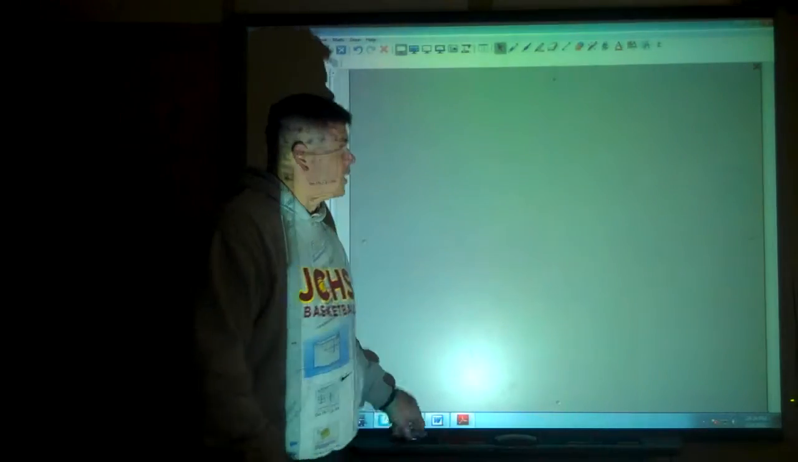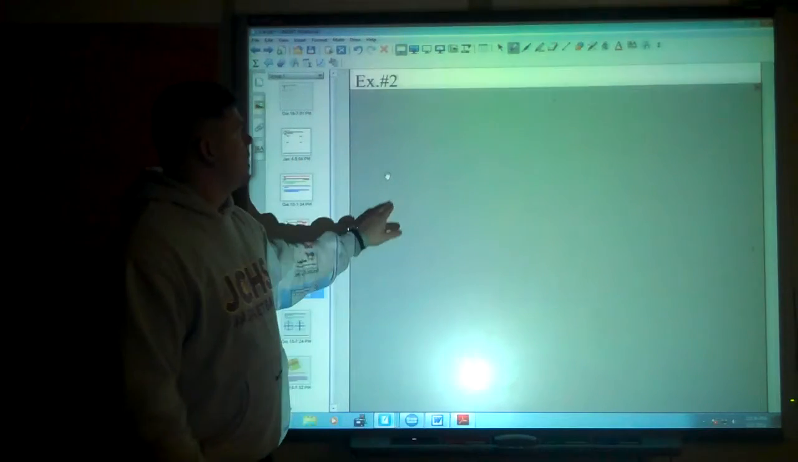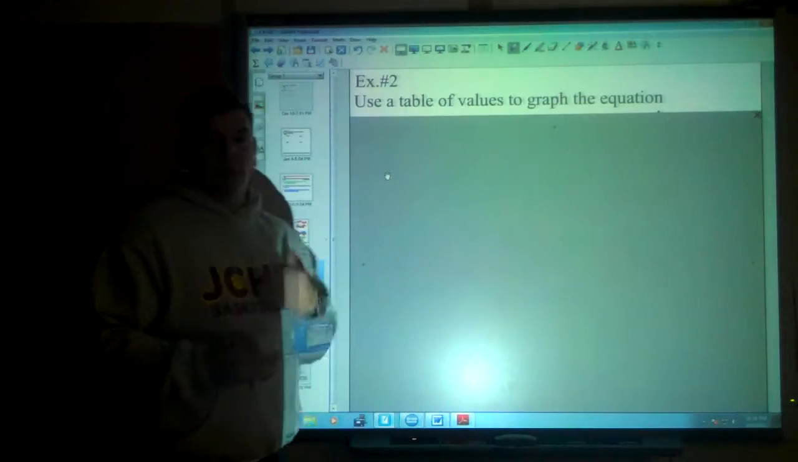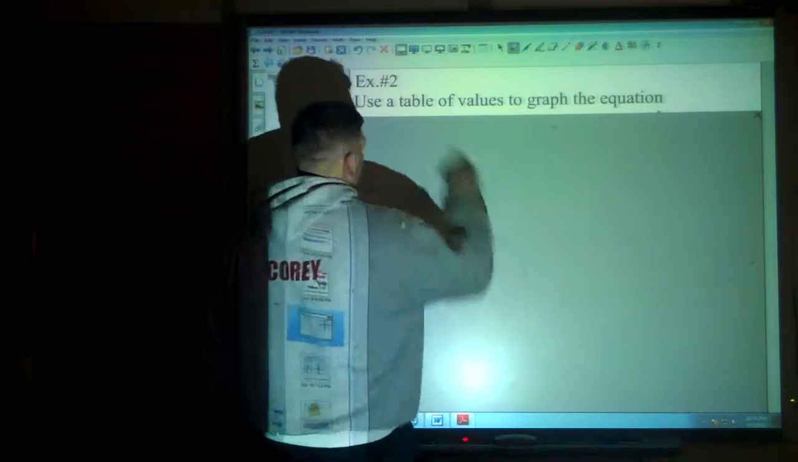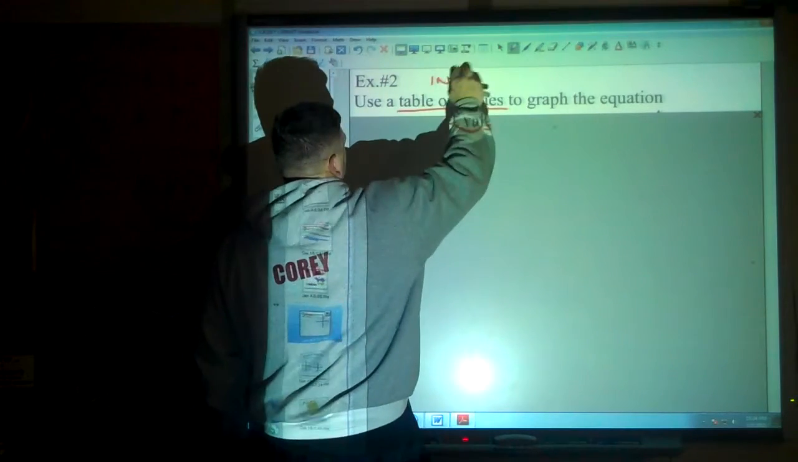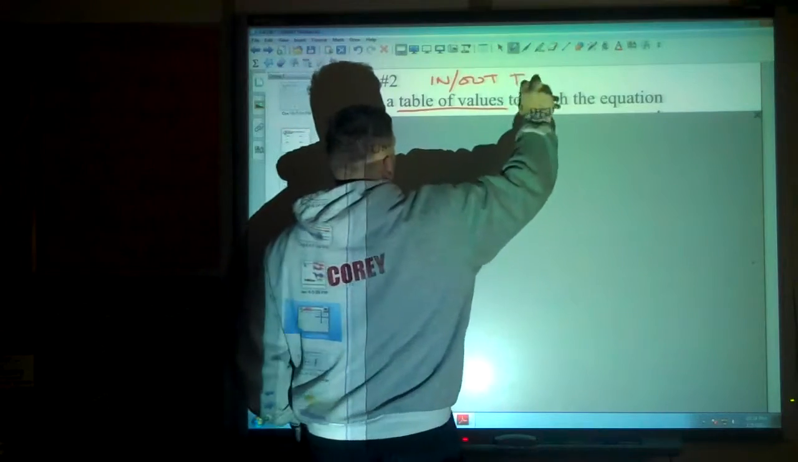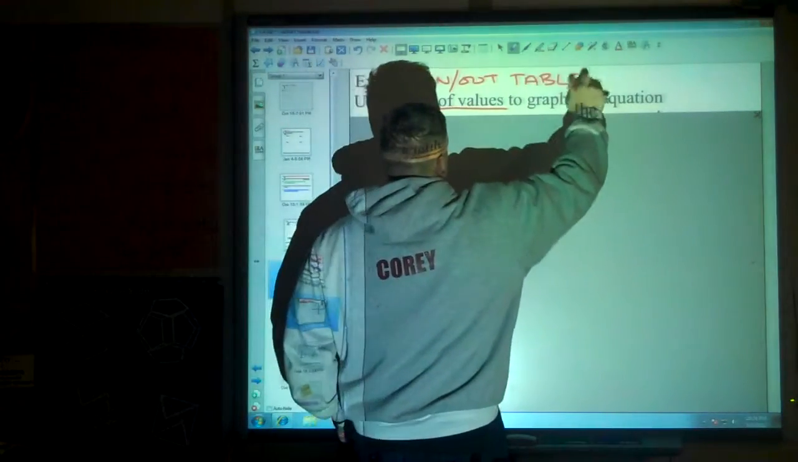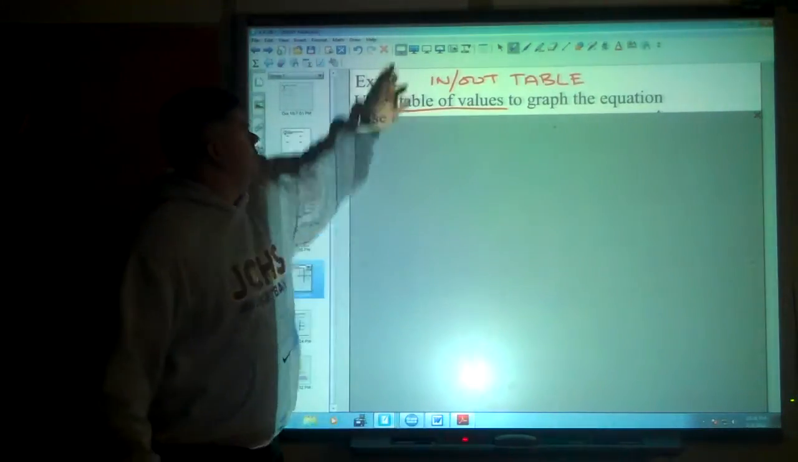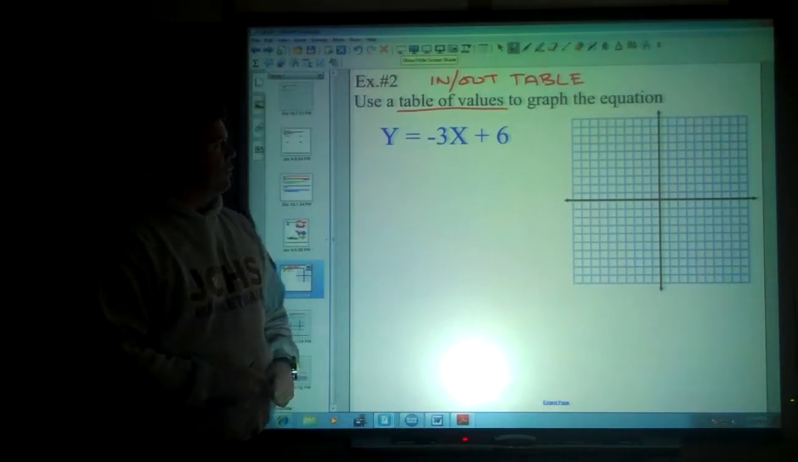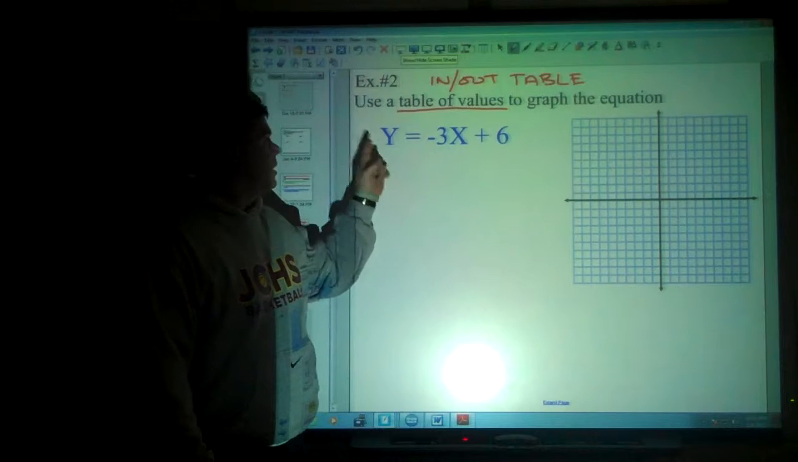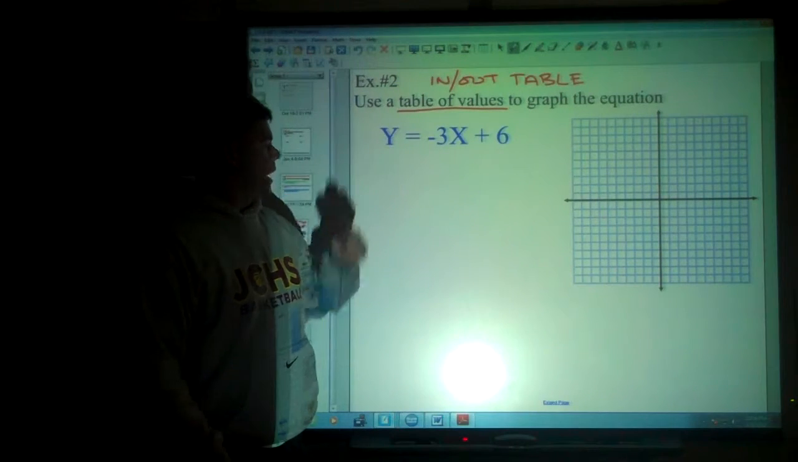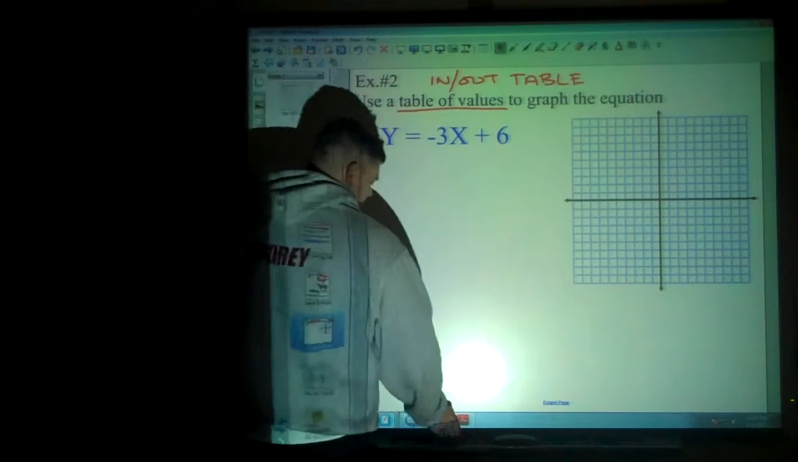Alright? Now let's take a look at the actual graphing process. Use a table of values. Table of values means input-output table. So table of values, that's your in-out table to graph the equation. Now here's the equation. Y equals negative 3x plus 6. If you'll notice, we won't have to do step 1 because it's already in function form. Y is alone. We now make our input-output tables.